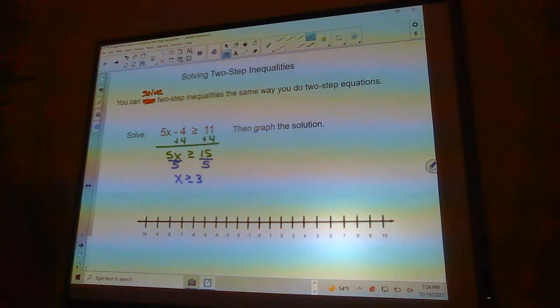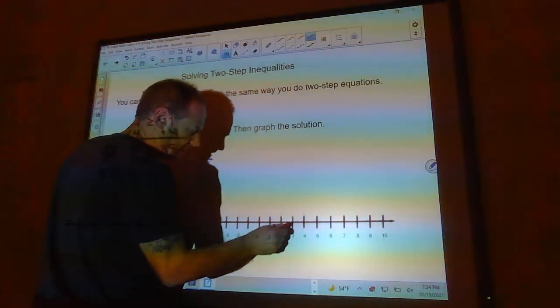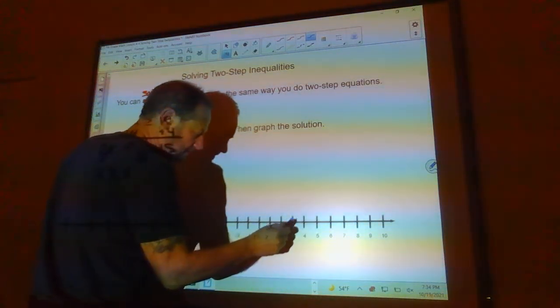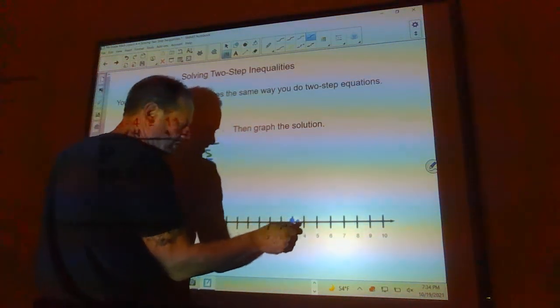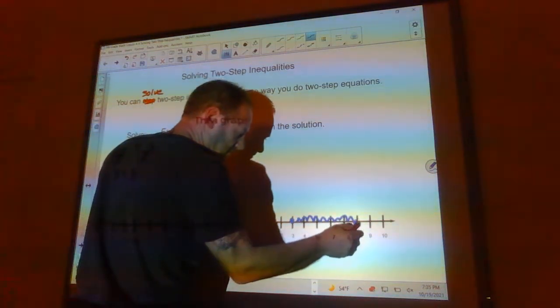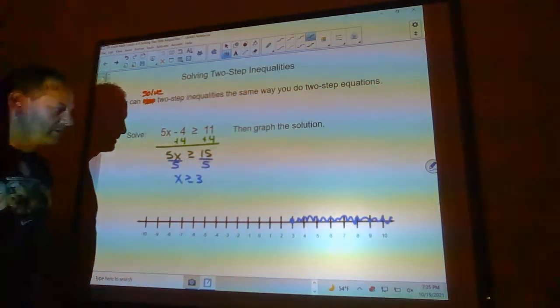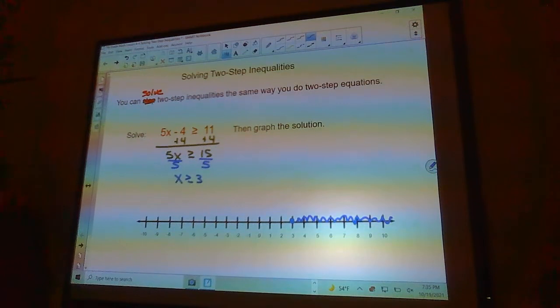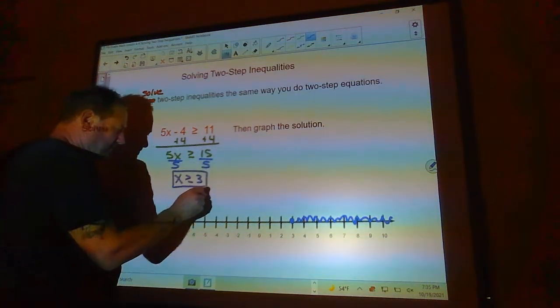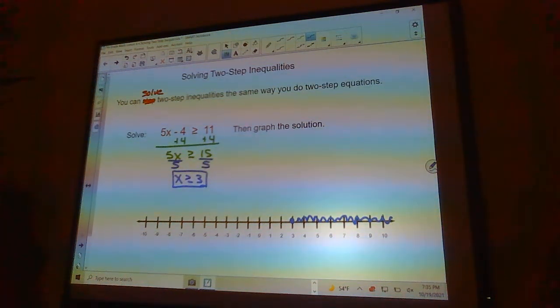Since it's greater than or equal to, I put a closed dot on my graph at 3. And it's greater than or equal to, so I shade the right side. And I'm done. I should box my answer. So there you go, piece of cake.